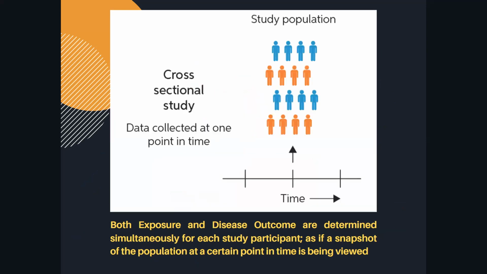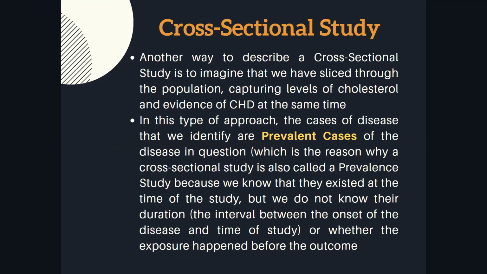In a cross-sectional study, data is being collected at one point in time. Another way to describe a cross-sectional study is to imagine that we have sliced through the population, capturing levels of cholesterol and evidence of coronary heart disease at the same time. In this type of approach, the cases of disease that we identify are prevalent cases of the disease in question, which is the reason why a cross-sectional study is also called a prevalence study, because we know that they existed at the time of the study, but we do not know their duration, the interval between the onset of the disease and the time of the study, or whether the exposure happened before the outcome or after it.